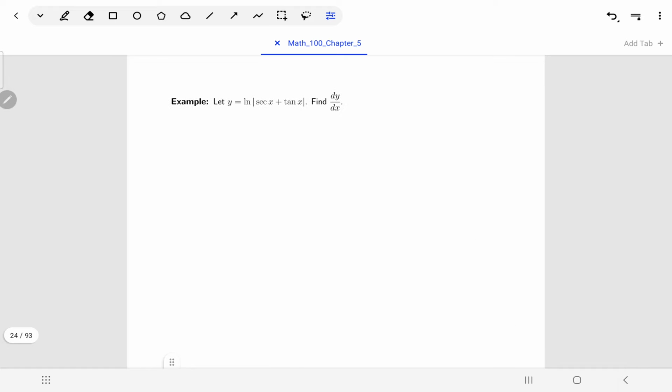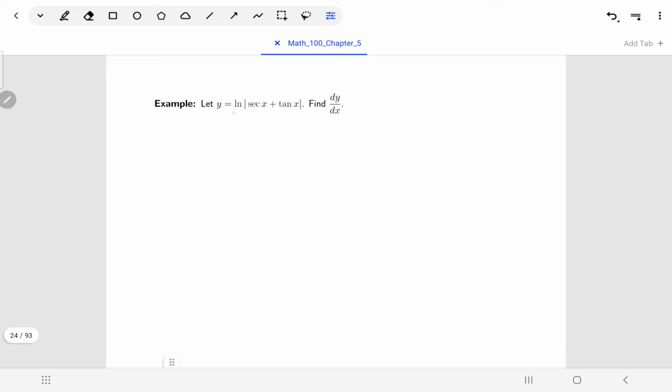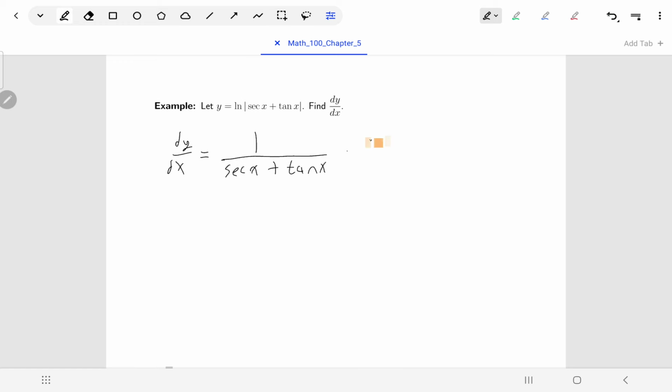So now that makes our life a little bit easier for this. I have a function natural log of this absolute value of secant plus tangent. So I know then for my derivative, I don't have to really worry or care all that much about the absolute values. I can just say, well, it should be 1 over whatever's inside the absolute value multiplied by the derivative of what's inside the absolute value. Derivative of secant is secant tangent. And the derivative of tangent is secant squared.